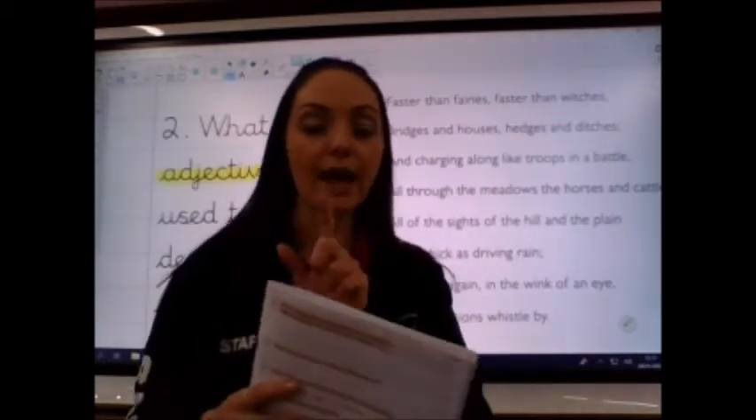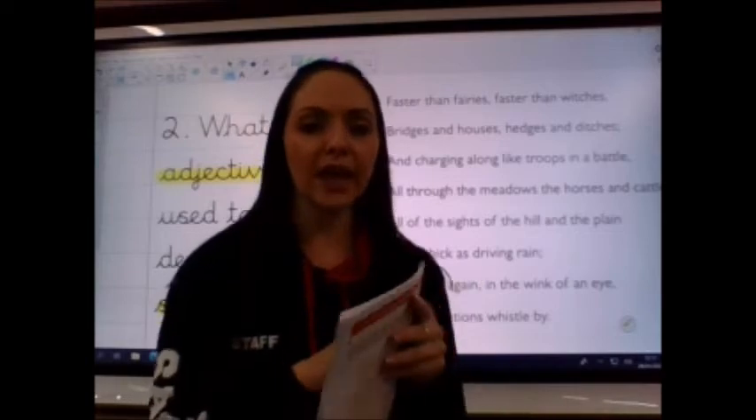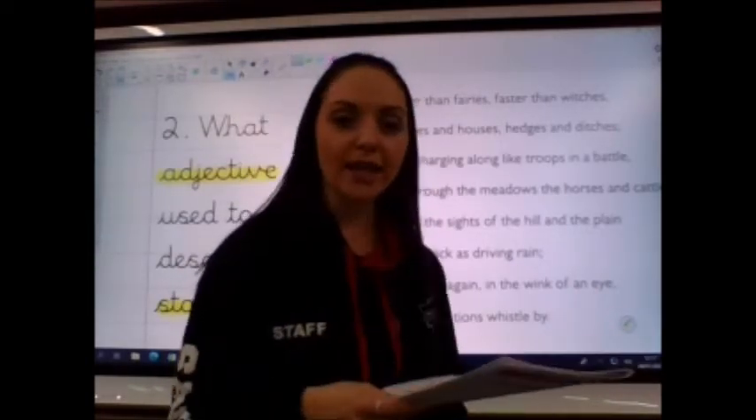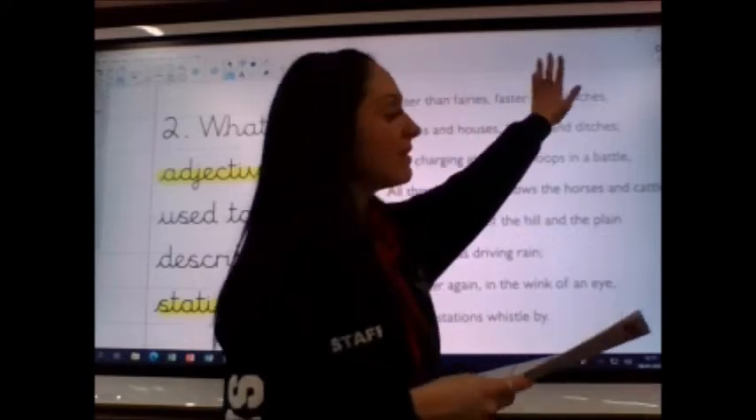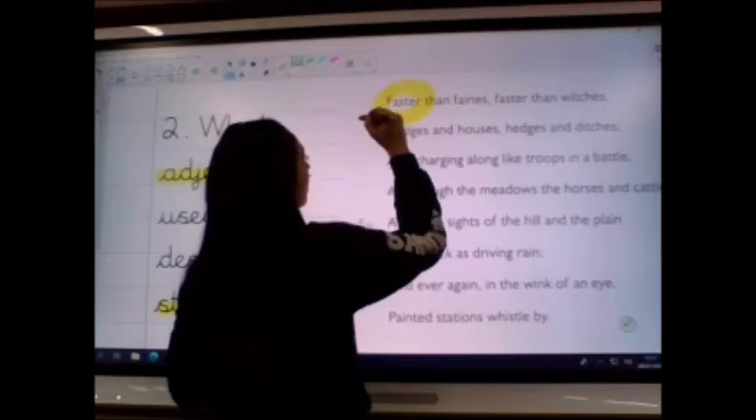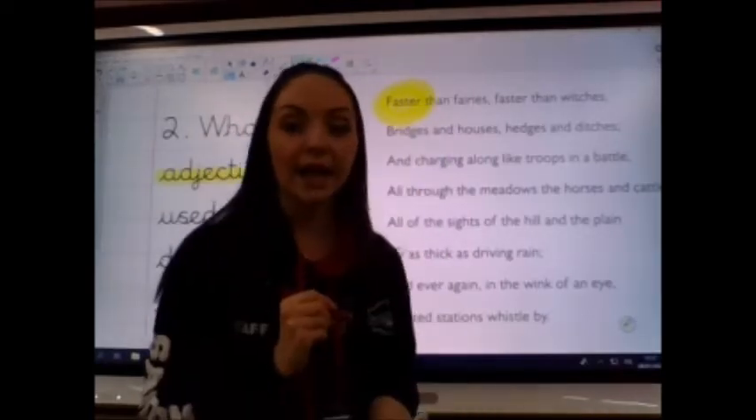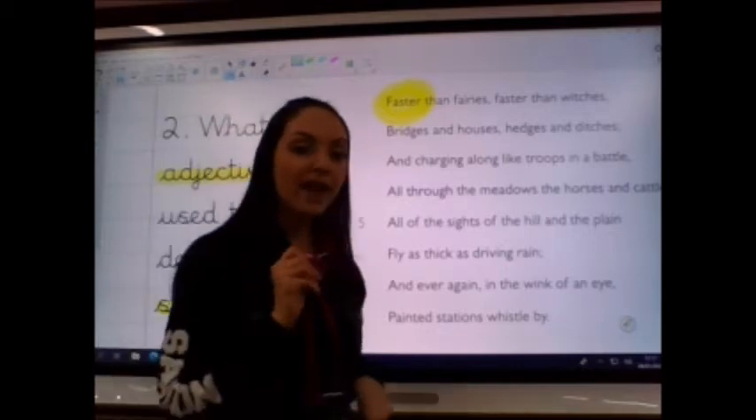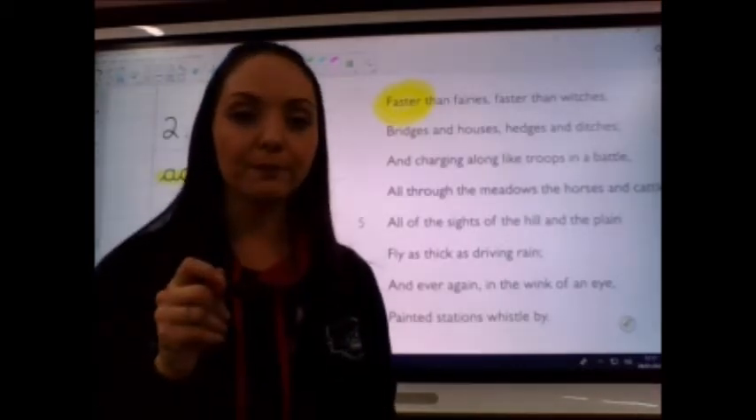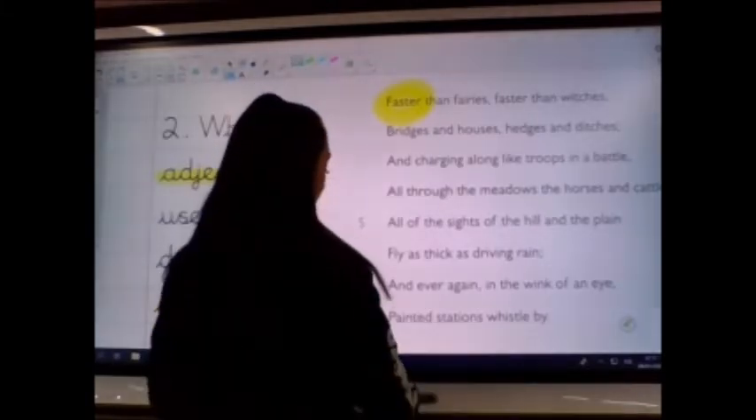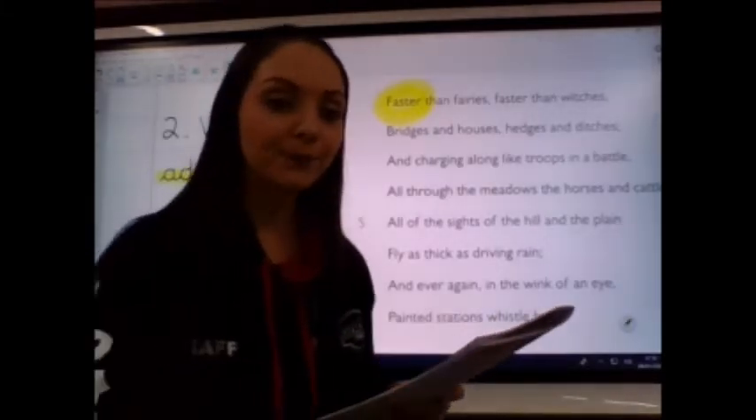Okay, so I want you to have a think. Why do you think they've chosen to compare a train to the fairies and the witches? It's going to be something to do with it going fast. Think about what fairies and witches both do, and then think about the train going fast. That's your hint for that question. See if you can have a go.